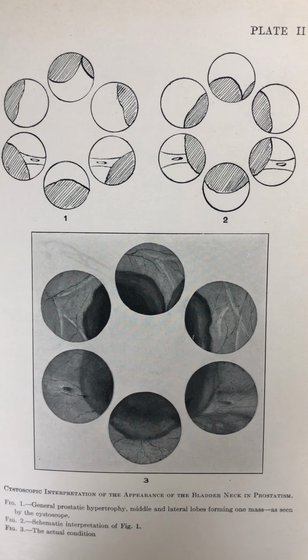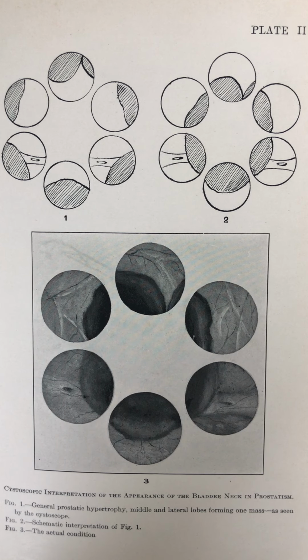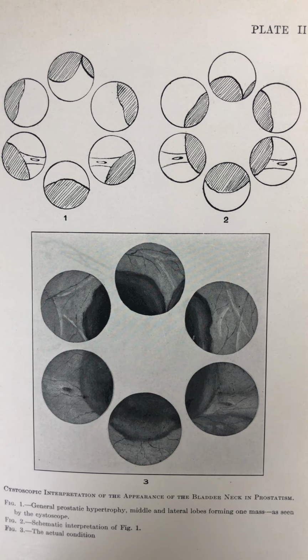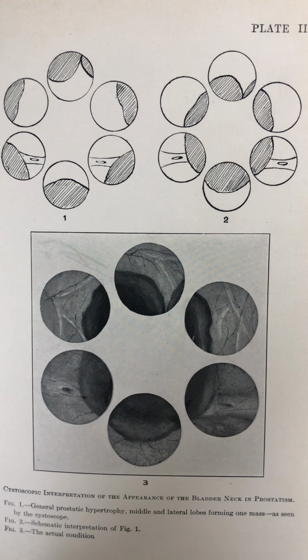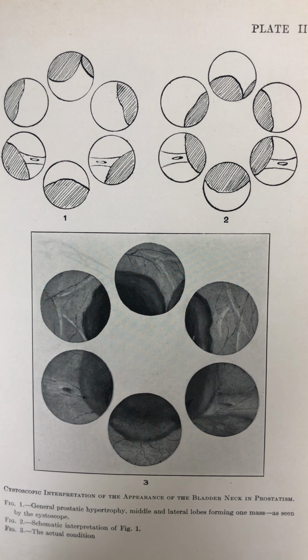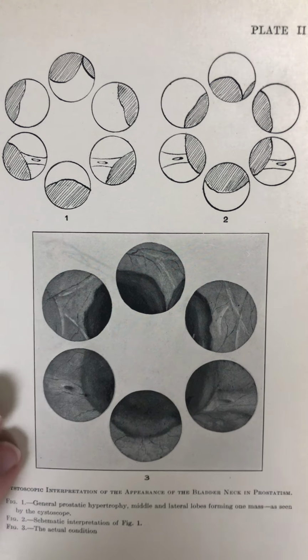Plate 2, cystoscopic interpretation of the appearance of the bladder neck in prostatism. Figure 1, general prostatic hypertrophy, middle and lateral lobes forming one mass as seen by the cystoscope. Figure 2, schematic interpretation of Figure 1. Figure 3, the actual condition.